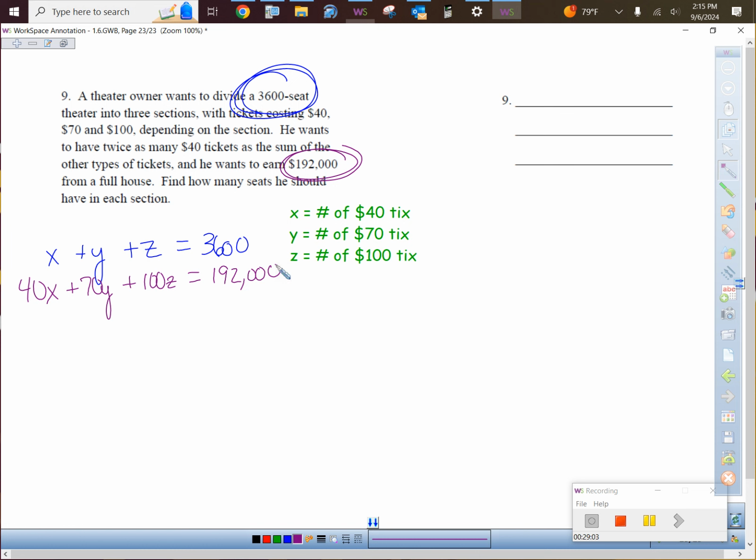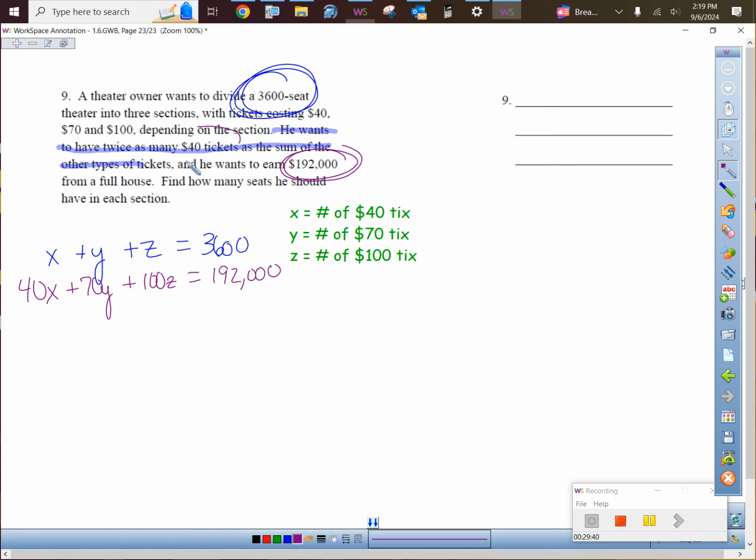But it's that third equation that is the struggle bus for a lot of people. They have to be mathy about it, and they put this in there. He wants to have twice as many $40 tickets as the sum of the other 2 types of tickets. I can't even put that underneath here because it's not going to line up for the matrix.